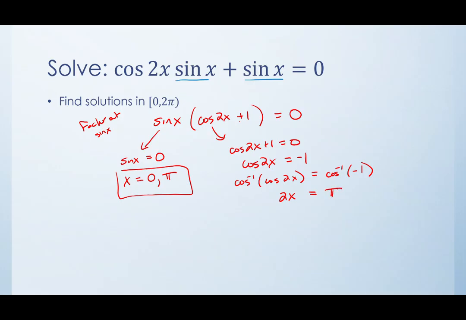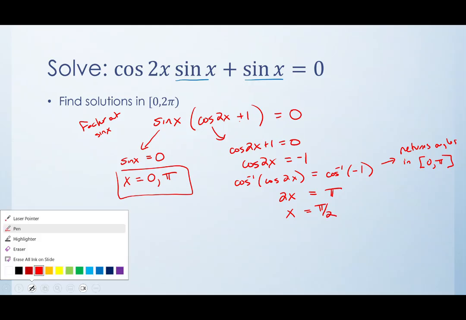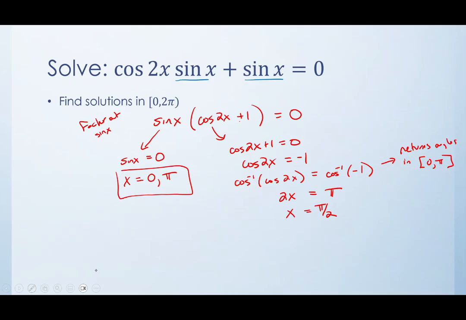That's the one that's going to be returned by the inverse cosine, because remember, inverse cosine outputs angles in 0 to pi, quadrant 1 and quadrant 2. So it's only going to return pi. And so then we just divide by 2, x equals pi over 2. However, because this is a 2x, we have to look further. What other angles have a cosine of negative 1? Well, 3 pi would, or 5 pi, or 7 pi, and so on and so forth.